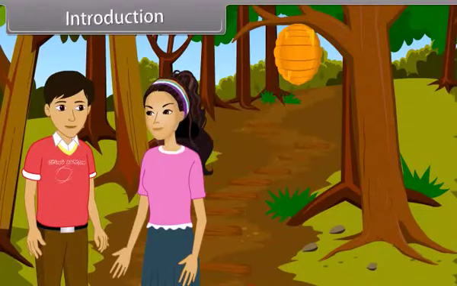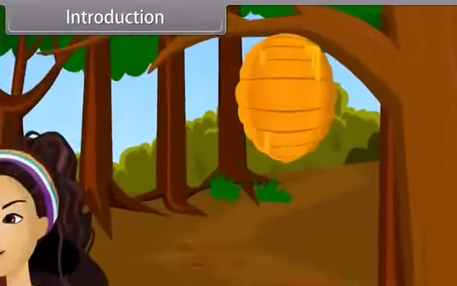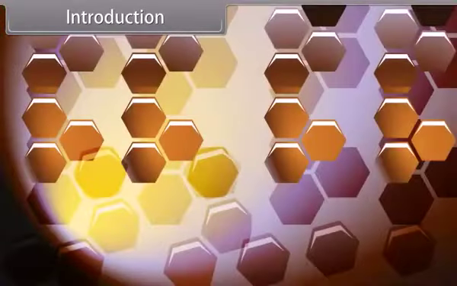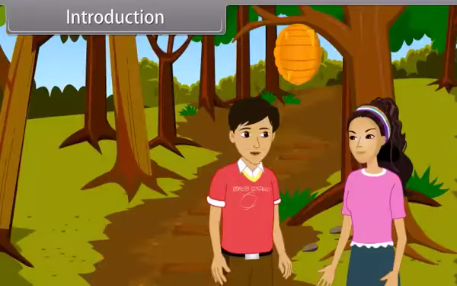Introduction. See those holes on the honeycomb? Yeah, how beautifully the bees make honeycomb. Have you noticed the holes in that? They're in a pattern. Hey, yes, they form a pattern.